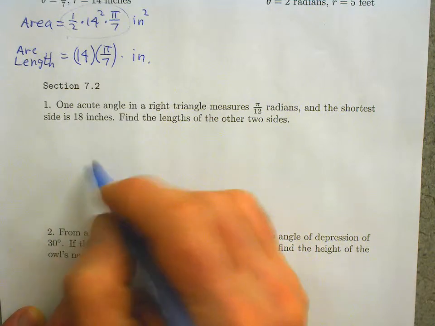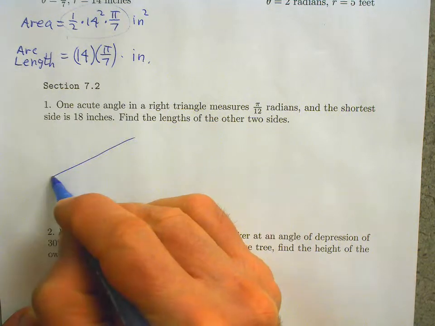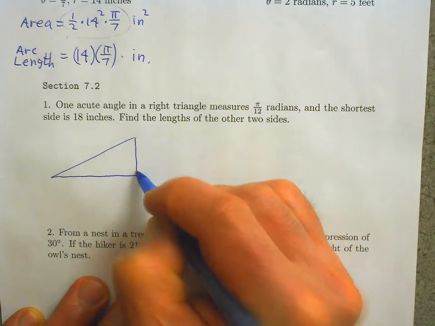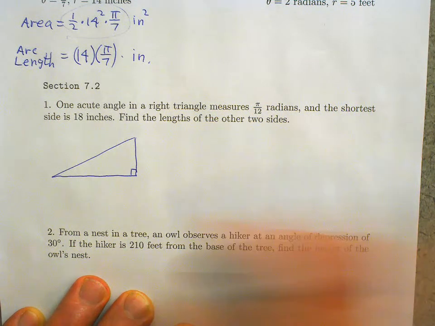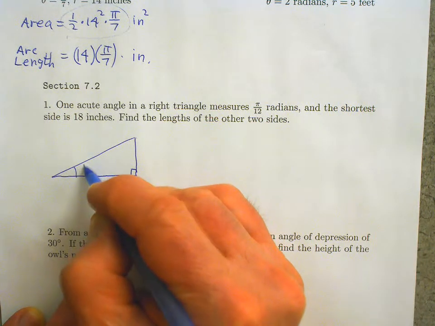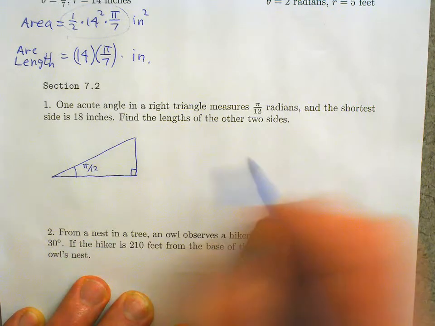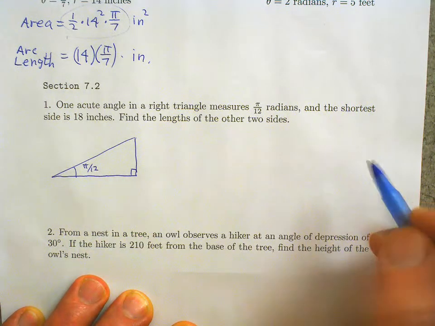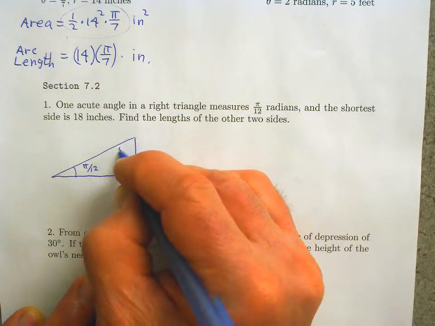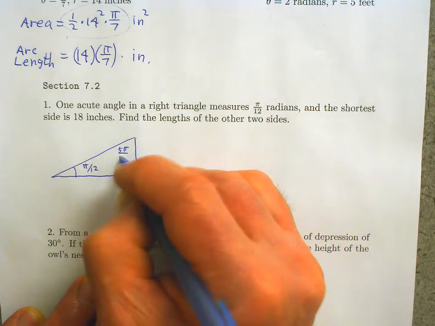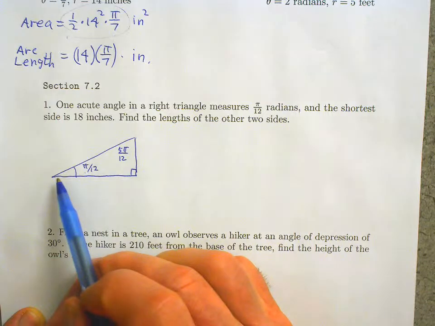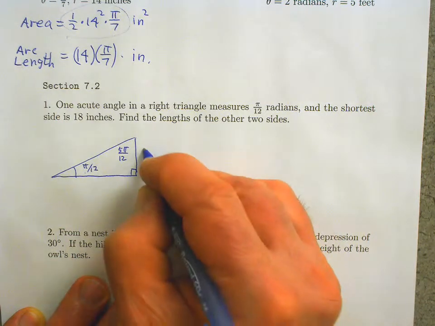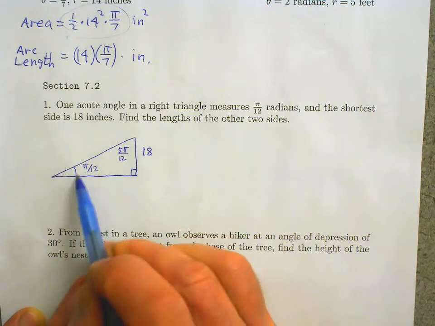Okay, well, if it's a right triangle, the two acute angles have to add up to pi over 2. So pi over 12 has to be the smaller angle. And the other angle has to be 5 pi over 12 because they have to add up to pi over 2. So the shortest side is opposite of the smallest angle.